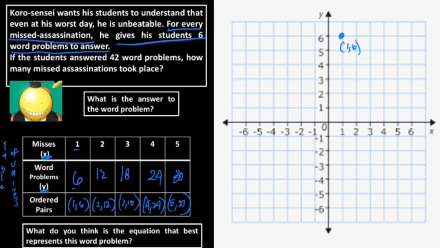Now, when you're dealing with word problems, always remember that you have to answer the word problem. So the question in the word problem is that if the students answered 42 word problems, how many misassassinations took place? So you may do different kinds of analyzations in here, and you will arrive with the answer that it will take 7 students to do so.